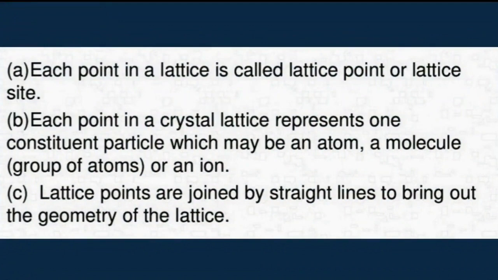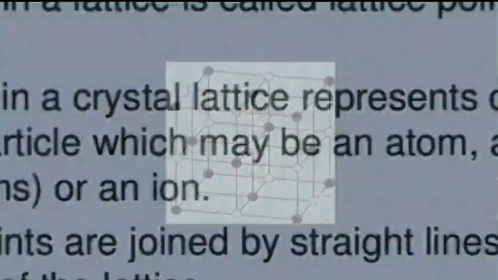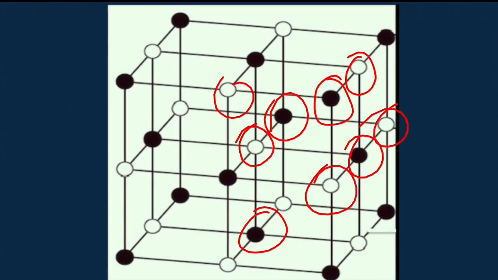The next point is, each point in a crystal lattice represents one constituent particle, which may be an atom, a molecule, a group of atoms, or an ion. You can see the crystal lattice points. As we have said, when those constituent particles are depicted as points, it is called the crystal lattice. This is like the opposite of that.